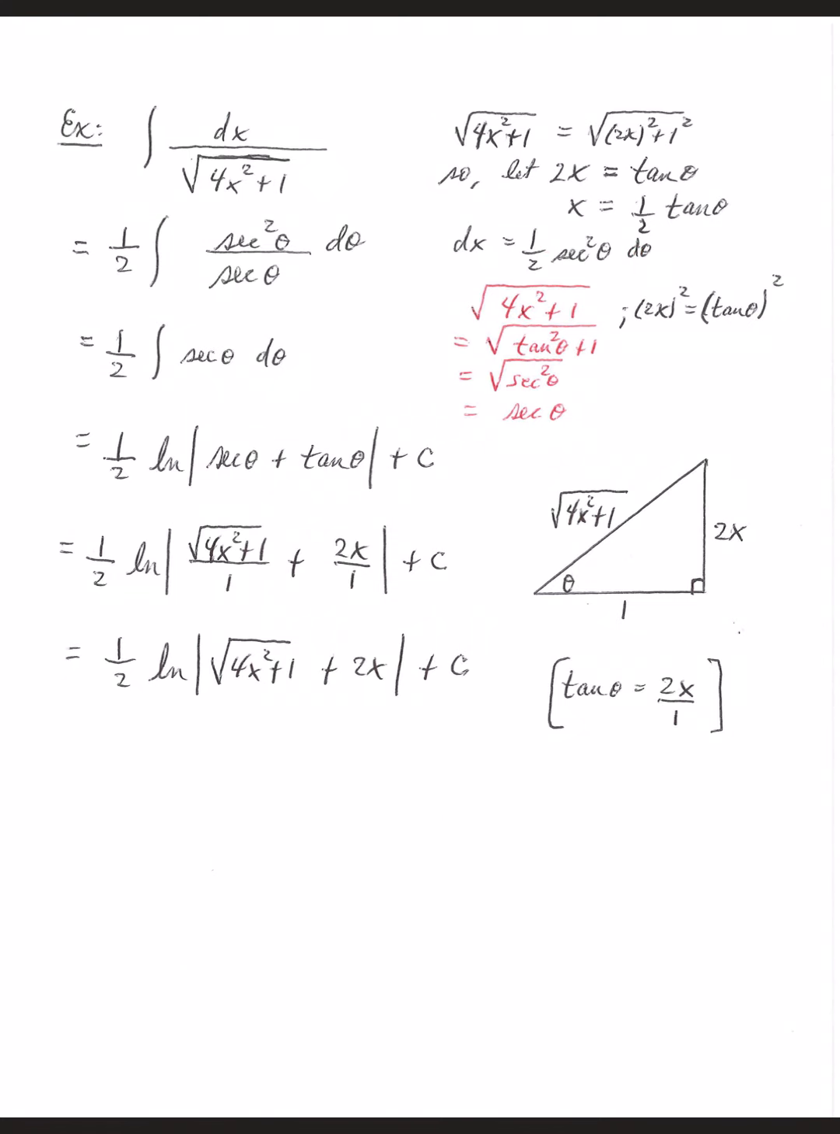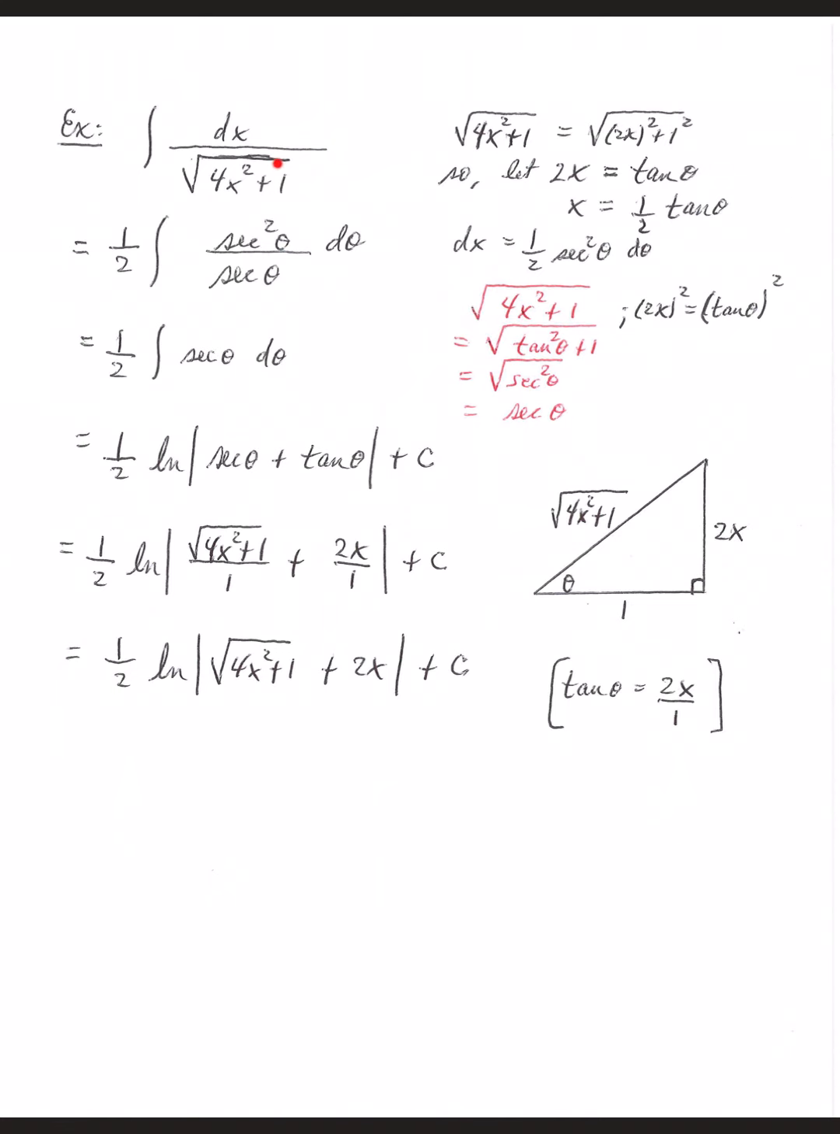Now, why did I take the derivative? Because I've got to find a replacement for dx in the original problem, and I've got to make a substitution for this radical term. dx is equal to 1/2 secant squared theta d theta.